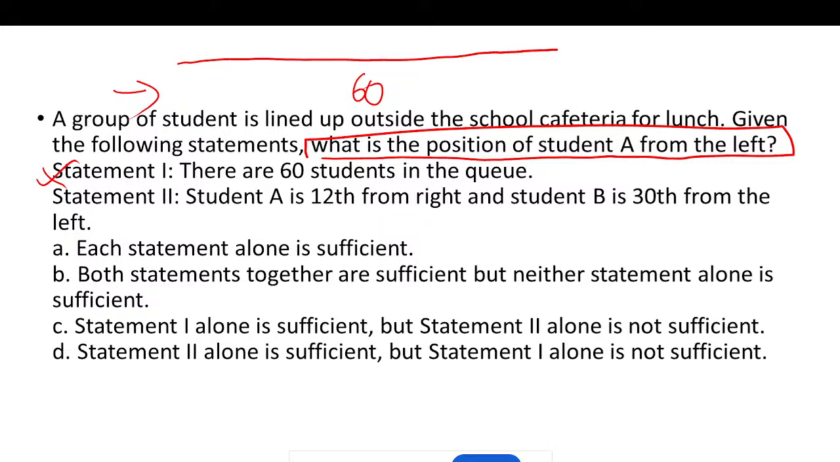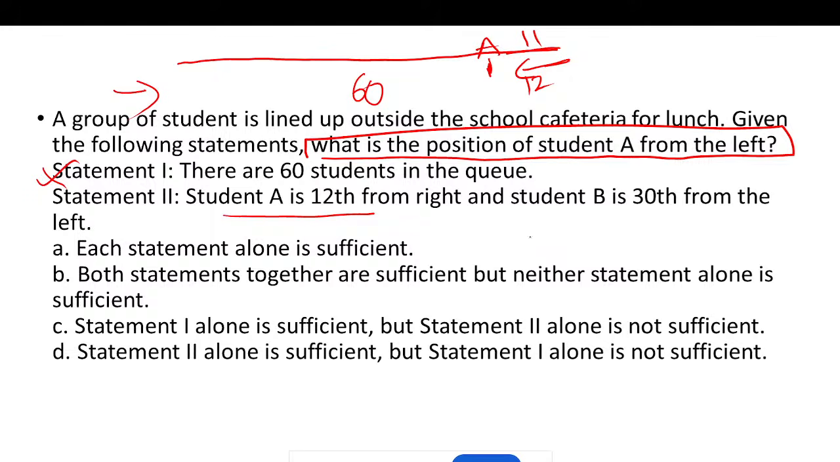And the second one is what? Student A is 12th from right. That means there are 11 members before him from the right, and he is in the 12th position.